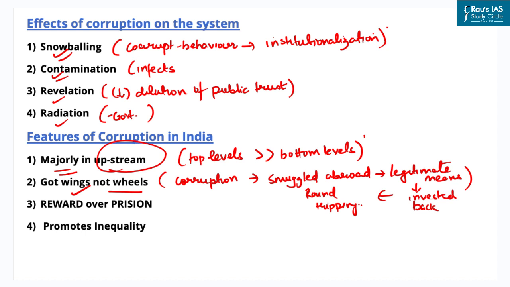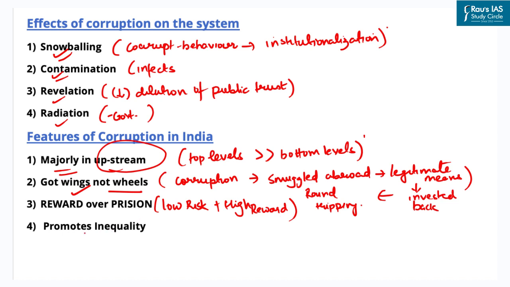Another feature of corruption in India is that it is a highly rewarding activity. Corruption in India is a low risk, high reward activity, and thus it often leads to promotion in the system rather than attracting prison, which should be the ideal end of corruption.